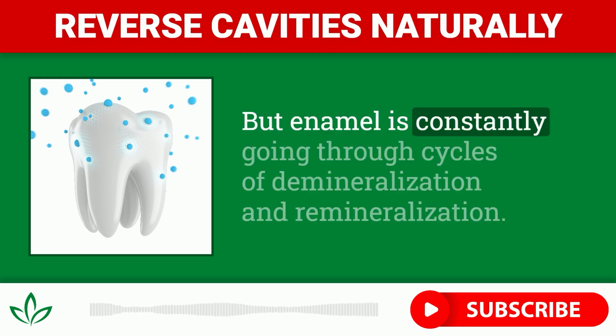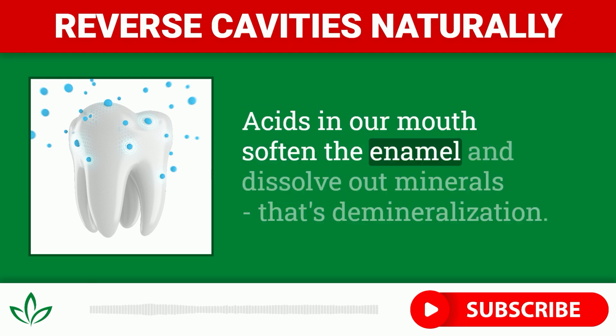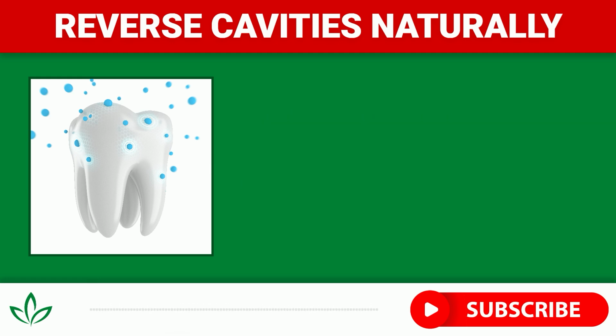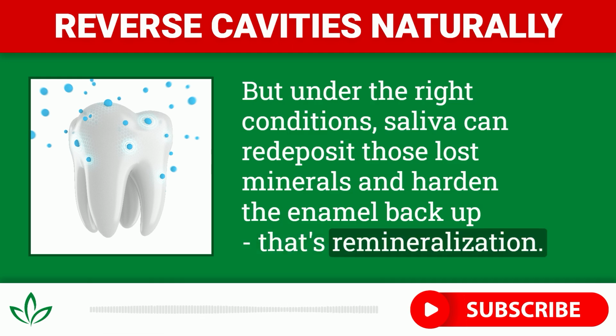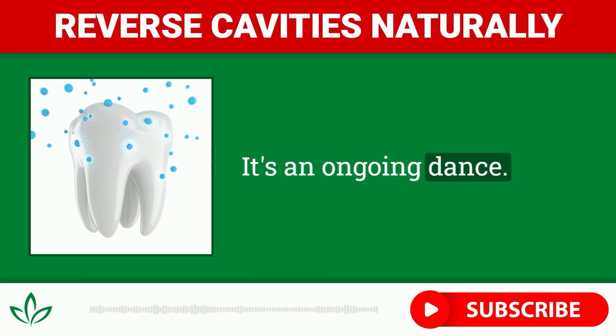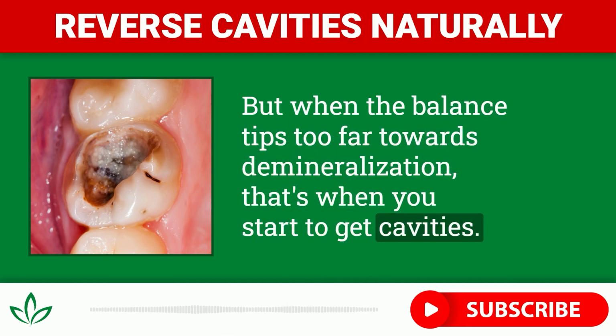But enamel is constantly going through cycles of demineralization and remineralization. Acids in our mouth soften the enamel and dissolve out minerals. That's demineralization. But under the right conditions, saliva can redeposit those lost minerals and harden the enamel back up. That's remineralization. It's an ongoing dance. But when the balance tips too far towards demineralization, that's when you start to get cavities.